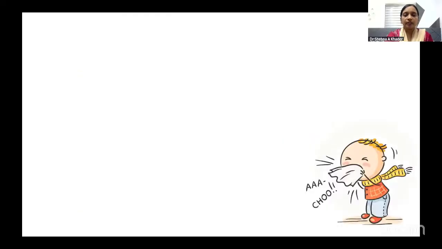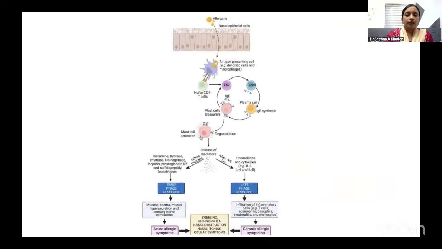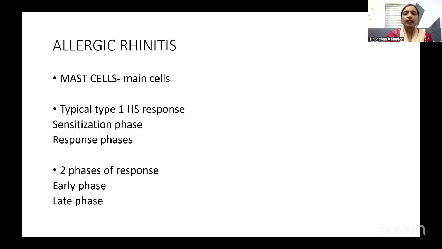Now I'll go to the allergic rhinitis part. In allergic rhinitis, the initial phase is exactly the same as allergic asthma. The change happens only in the lower part, that's the release of the mediators. So it has an early phase and a late phase response. In allergic rhinitis, the mast cells are the main cells, and it has a typical type 1 hypersensitivity response with a sensitization phase, that is the triggering by the first exposure to allergen.